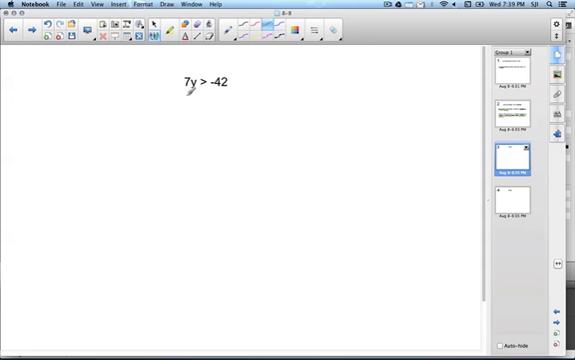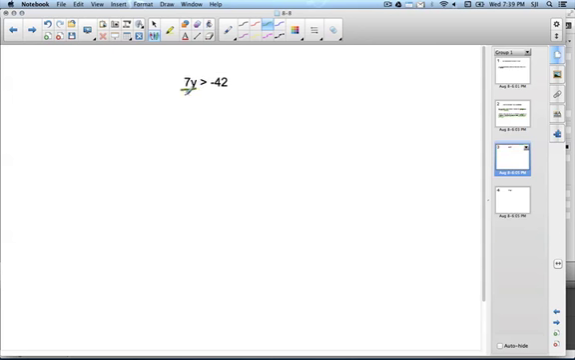Here we have 7y is greater than negative 42. So we're going to ask ourselves the questions. What number is on the same side as the variable? 7. What operation is going on? Multiplication. What's the opposite of that? Division. So that means that you're going to divide both sides by 7.